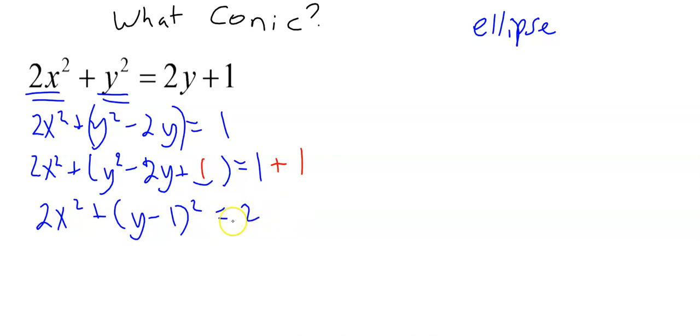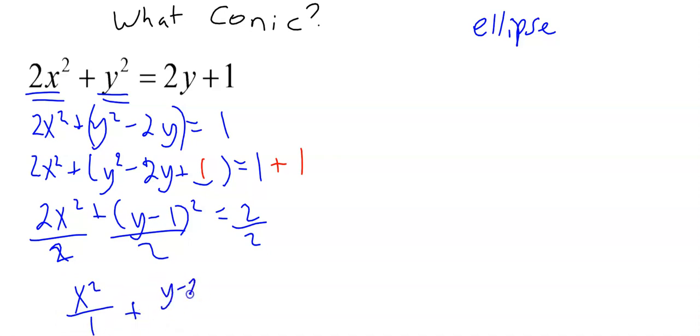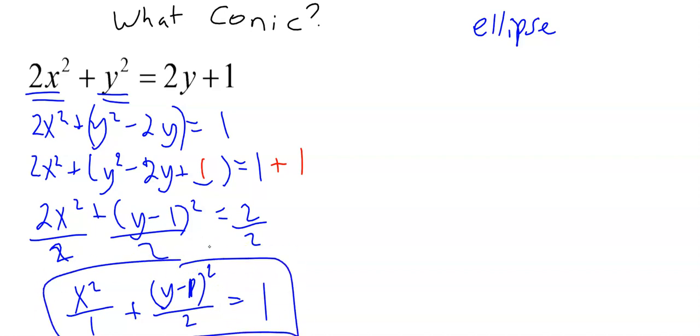We really want that to be equal to 1, so we're going to divide by 2. That cancels there, and you get x squared, or x squared over 1 if you'd rather write it that way, plus y minus 1, that's a 1 there, squared over 2 equals 1. And that is definitely vertical. It's another vertical ellipse. I wasn't sure what kind at first, but now we know it's vertical.